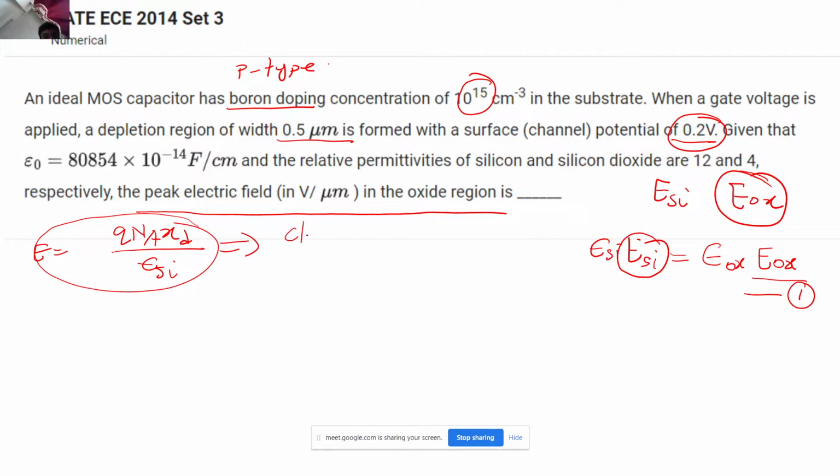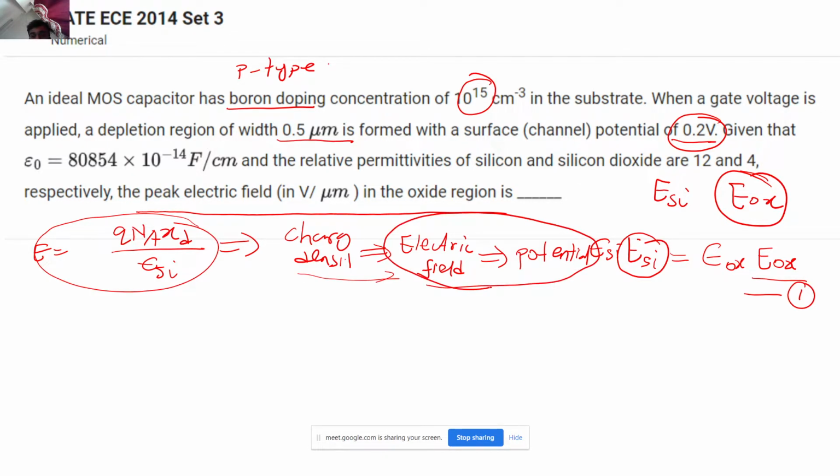From charge density, you went to the electric field plot, correct? And from there we can go to potential, right? Now instead of going like this, can I go from here to here? See, the potential has already been given to me, right? And of course even the XD has been given to me, correct?